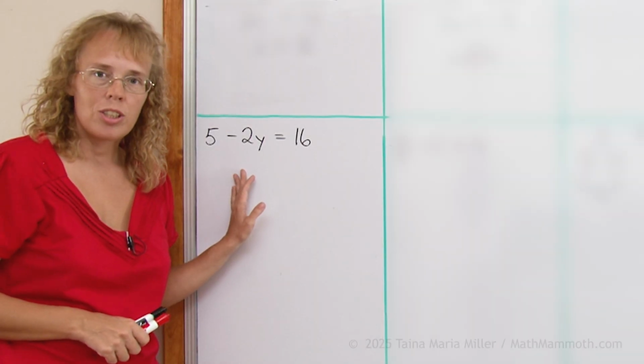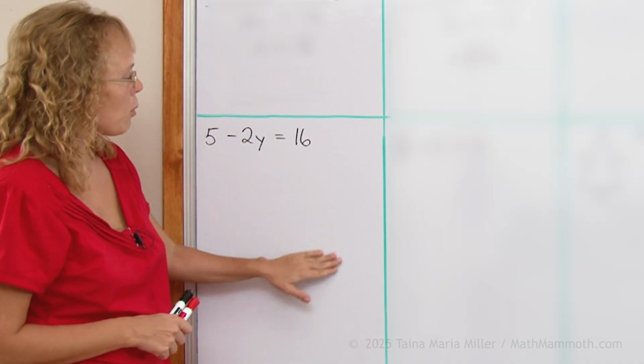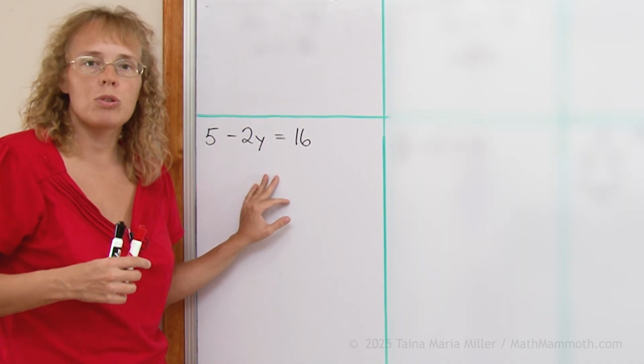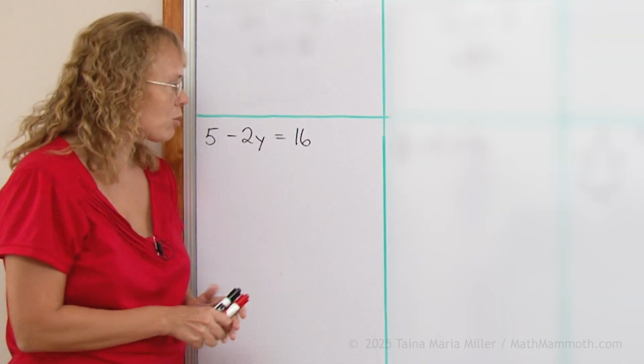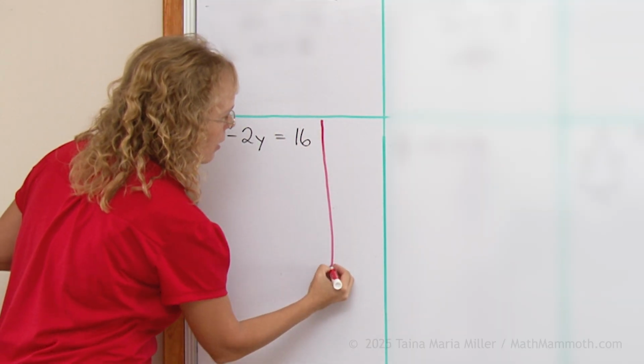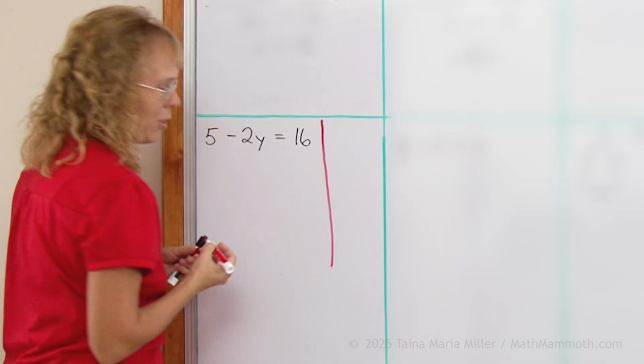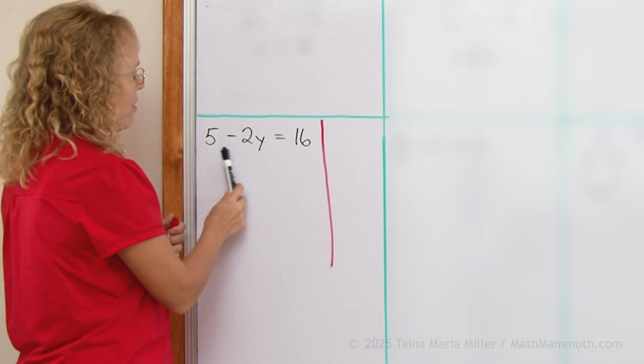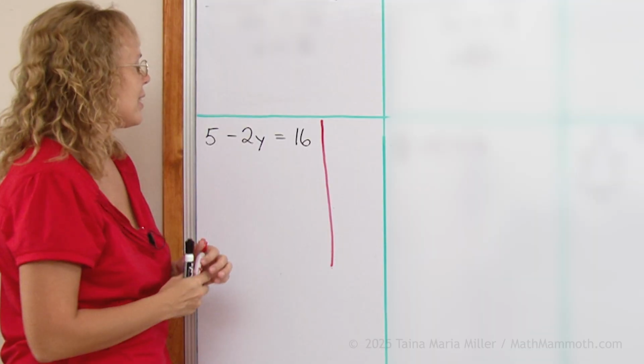With this equation, I will show you a way to note what you're going to do to the equation here in the margin, so to speak. So I'm going to draw here a line. And then this is my marginal note, okay? And 5 minus 2y equals 16.